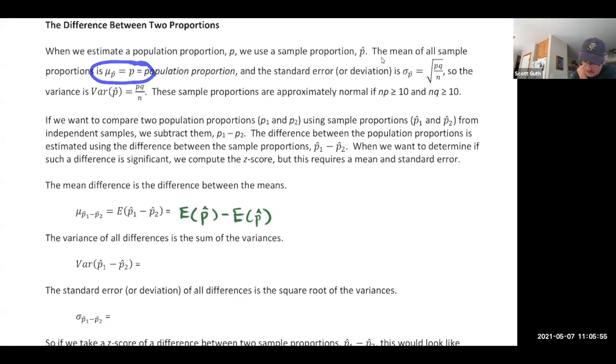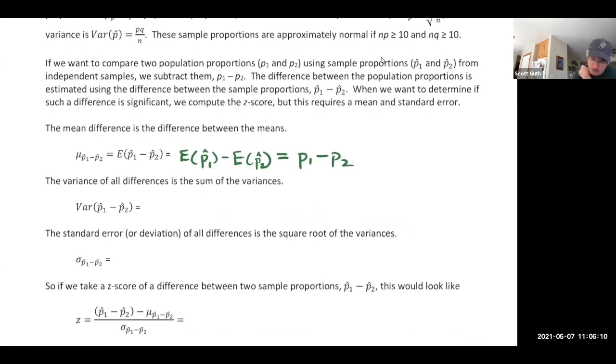Okay, well, we have two sample proportions here. I should have put subscripts. There's a p hat 1 and a p hat 2. And the mean of these are the population proportions, p1 and p2. So this is the mean of differences between sample proportions. It's the difference between the population proportions.